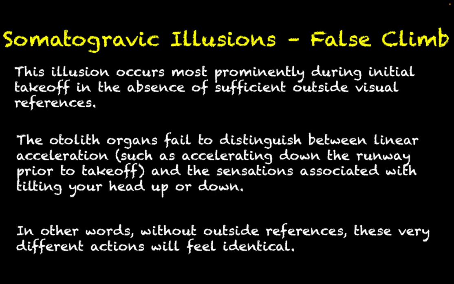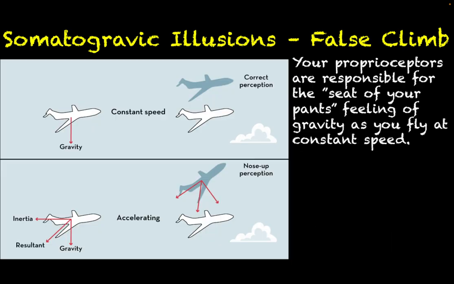That might seem kind of silly if you're used to only flying during the day, but if you're flying without any visible outside references, the feeling of tilting your head up and down and the feeling of taking off down the runway actually end up being very, very similar. Your proprioceptors are responsible for what's sometimes called the seat of your pants feeling of gravity as you fly at a constant speed.